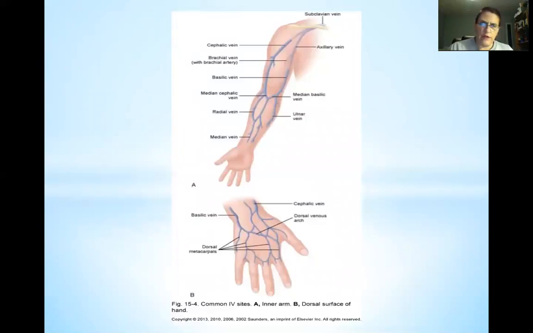So this is a picture that is just a diagram of some of the veins that we try and use when we're looking at hands and arms. This is just for you.